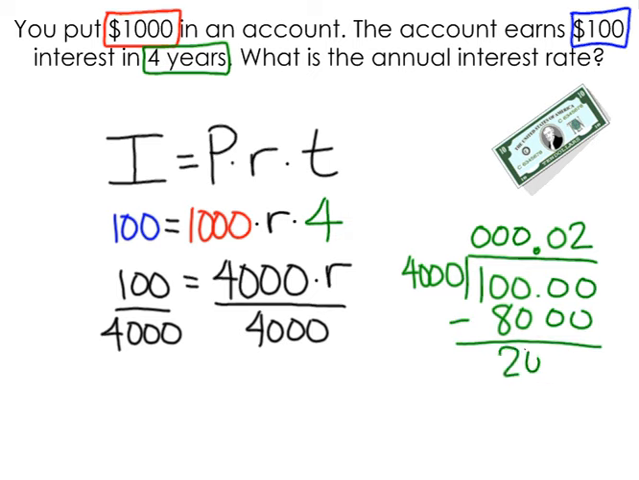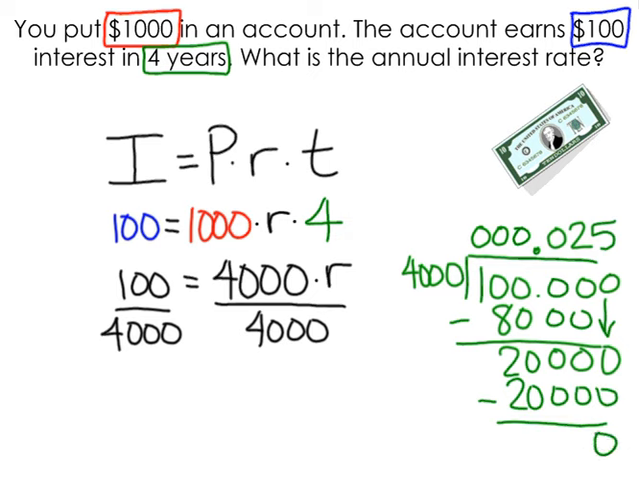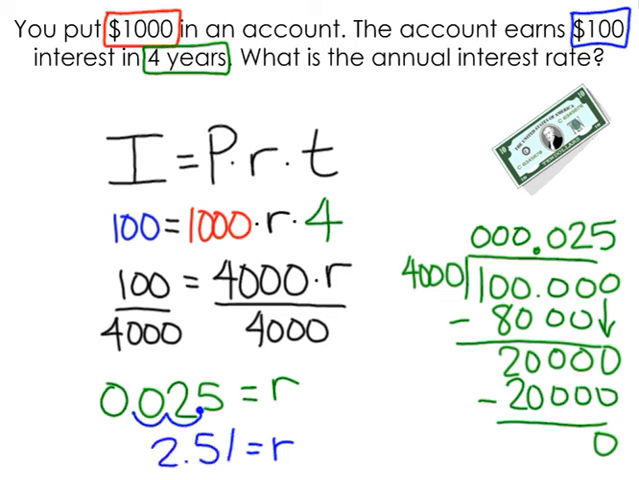So we'll subtract, and then we'll need one more 0, and 4,000 goes into 20,000 exactly 5 times. So I get a value of 25 thousandths. And we know that interest rates need to be represented as a percentage, so I'm going to convert 25 thousandths into a percentage by just multiplying by 100. That's going to slide my decimal point over 2 places. So my final answer is 2.5%.